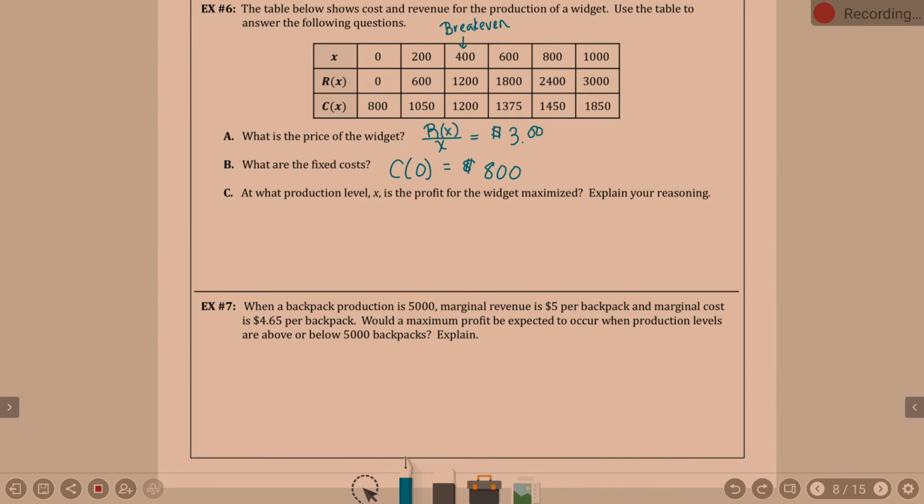Now, at what production level X is the profit for the widget maximized? Ooh, that's 0. Something. The derivative of something. But we don't have an equation here. You're right, I was looking at the equations up there.